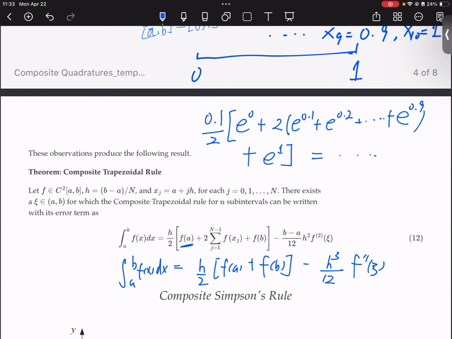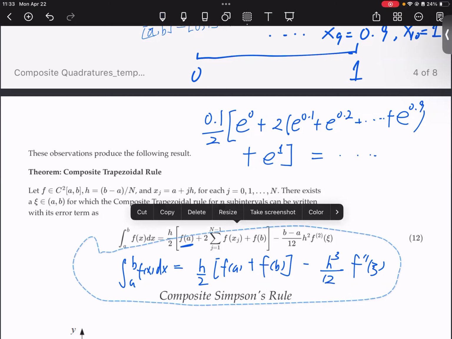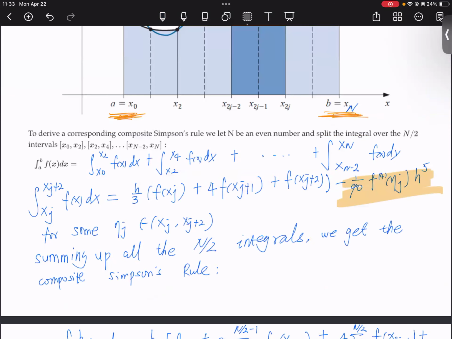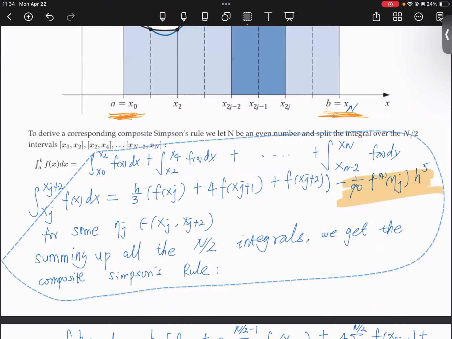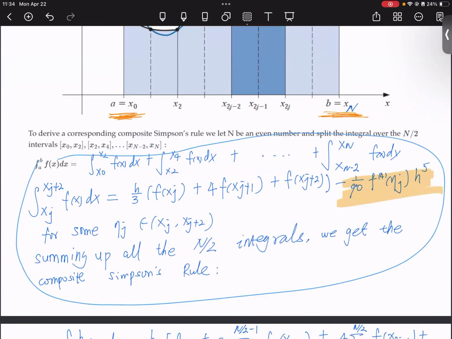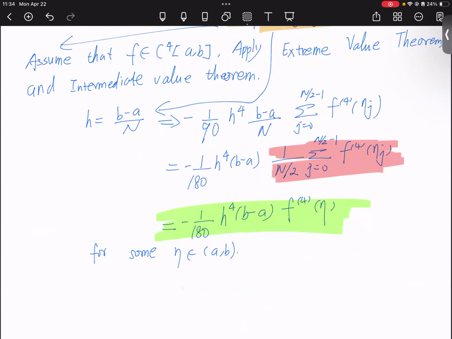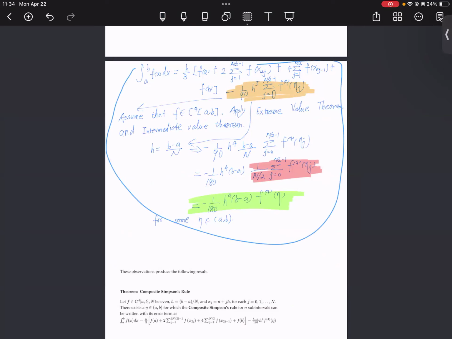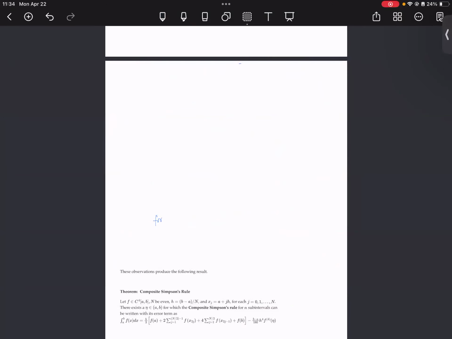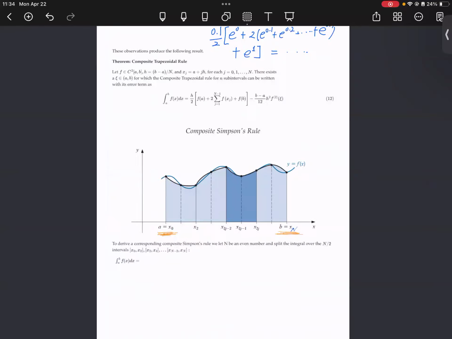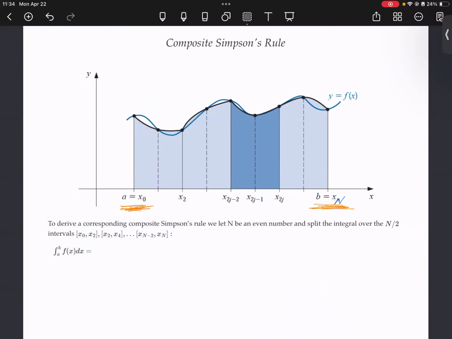No, this is too simple. So let us get some more difficult things. We are going to do the same process for the Simpson's rule. We divide the interval into n parts, and then we apply all the things to the subintervals, and then we would get the composite rule and the error terms, as in the process we have done before. So let's see.